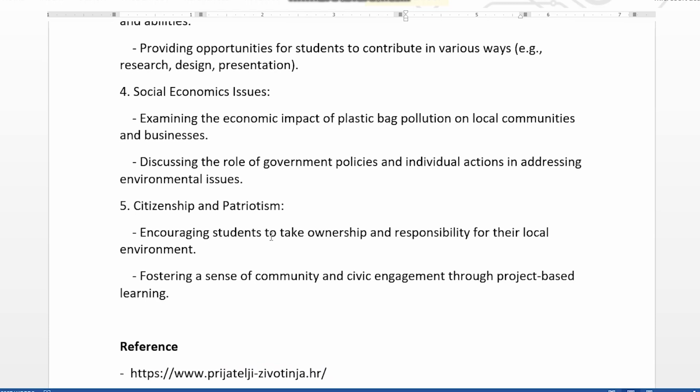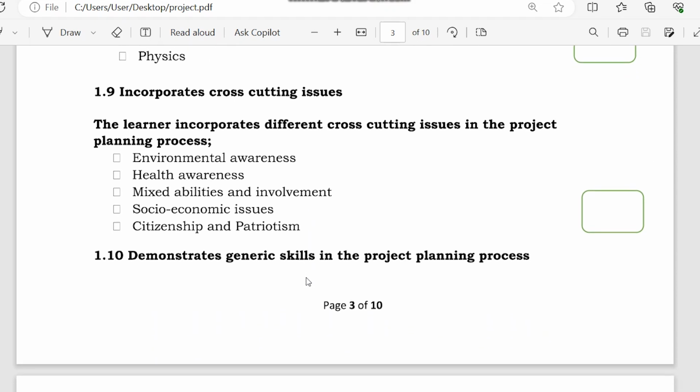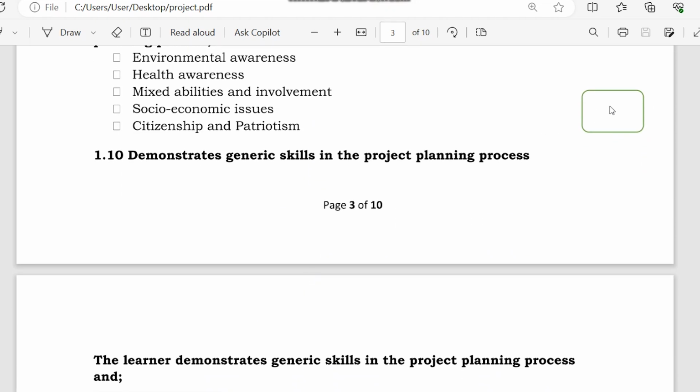Citizenship, the learner is taking responsibility and ownership of the problem. So it shows he has love for his country, and that is about patriotism. So accordingly, what you see, you tick it and then you put it here.